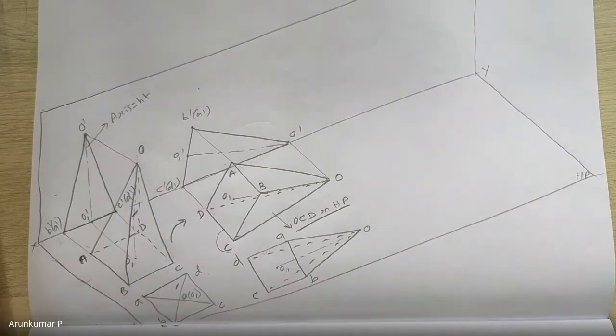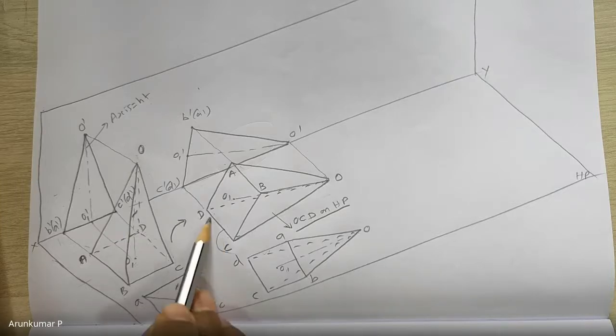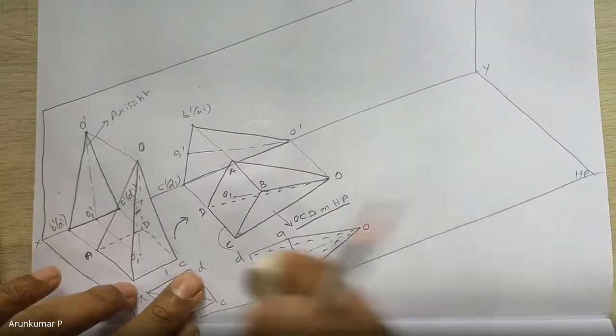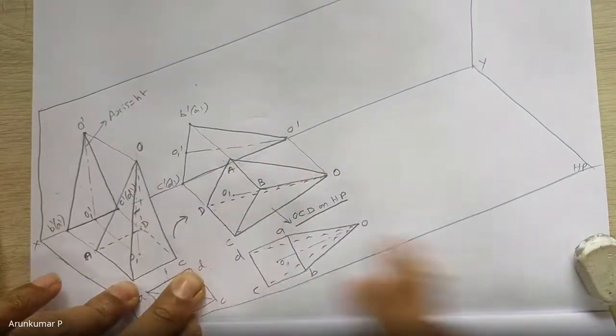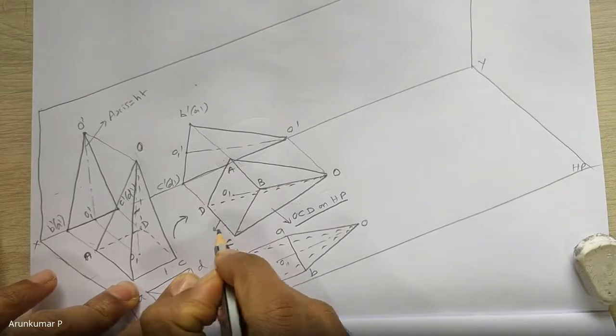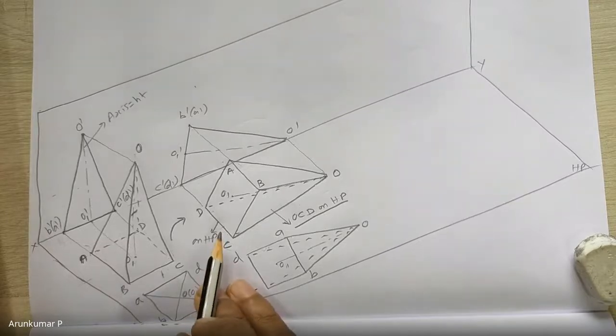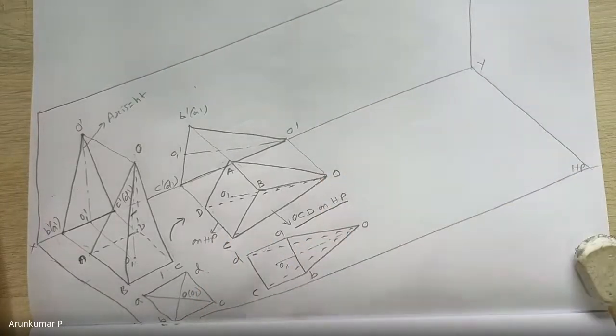Third step, as I told you, generally in case of planes also you had in the third step some inclination to VP. Now this also could be done like that. What can be done is this edge CD. We have told that CD is on HP. So what we can do is this CD we can incline to VP and we can draw it. So I think I can show you that.